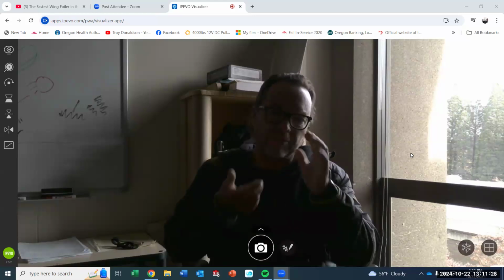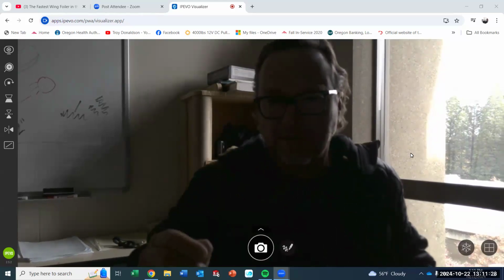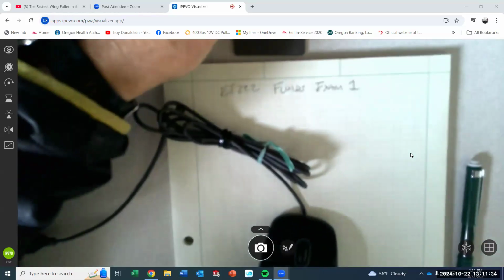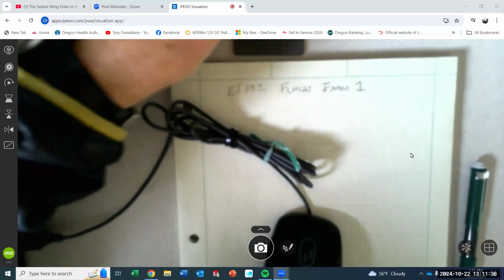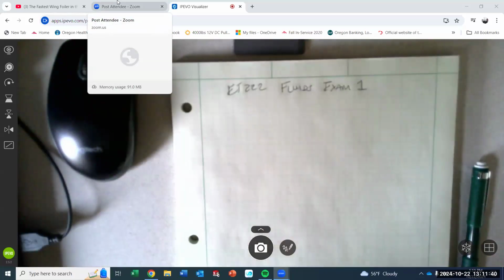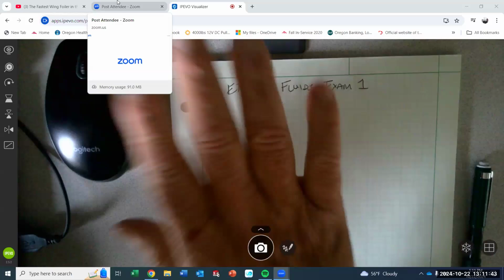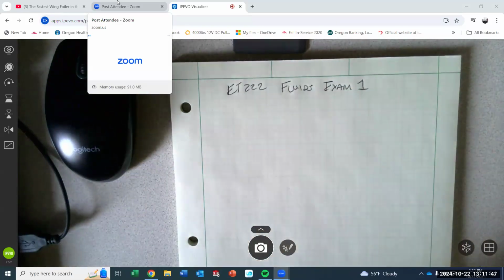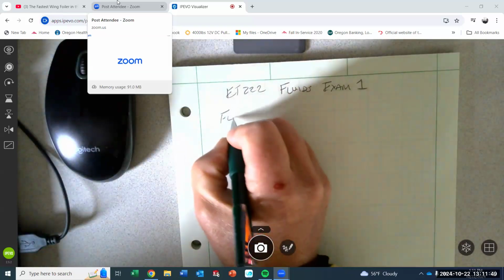So, all right, I'm gonna flip you over and use a pad of paper. All right, hopefully it focuses for us. There we go. All right, so starting off with fluid properties.